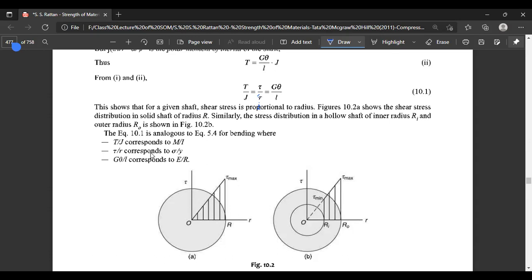Then this above equation, or equation of torsion, is analogous to the equation of bending, where T divided by J corresponds to M by I, tau divided by R corresponds to sigma by y, and G theta by L corresponds to E by R.